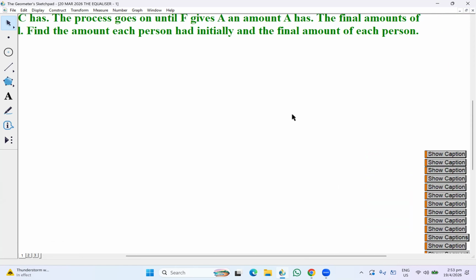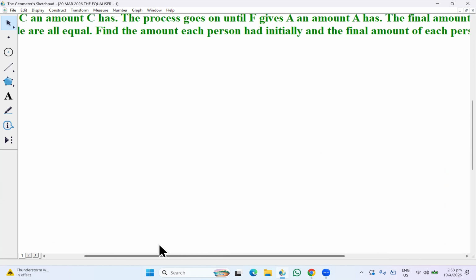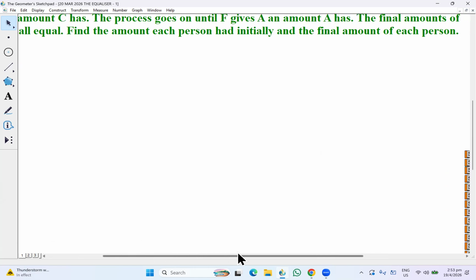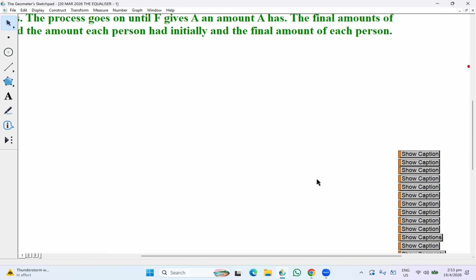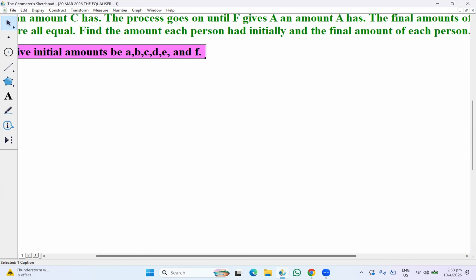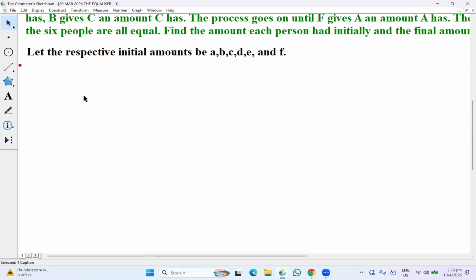Here. Because this is prepared in Singapore, I have a bigger screen, so this one cannot see the whole screen. You'll try to understand slowly. So we start with initial amount A, B, C, D, E, F. Okay.